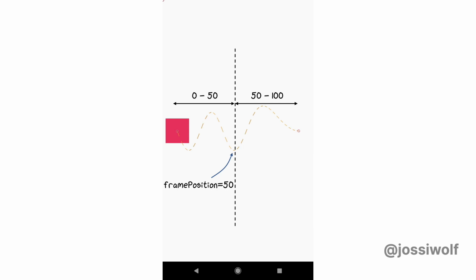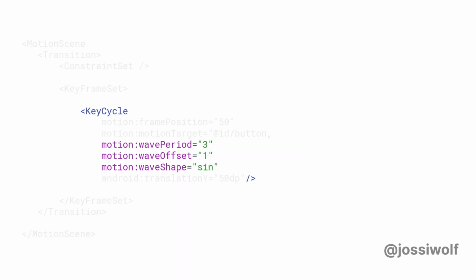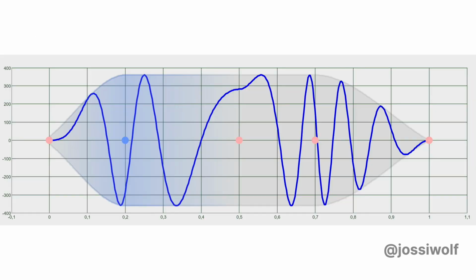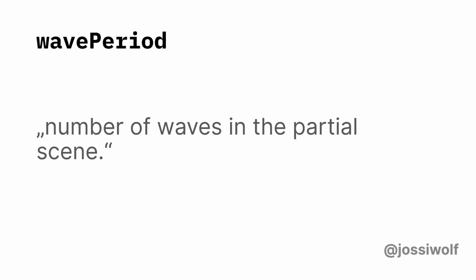So let's look at those mysterious three attributes which I grayed out before. We have the wave period, wave offset, and wave shape. First of all, wave period. I think PowerPoint just froze. You know, we had those partial scenes, cycles. So the wave period influences the number of waves in a partial scene.